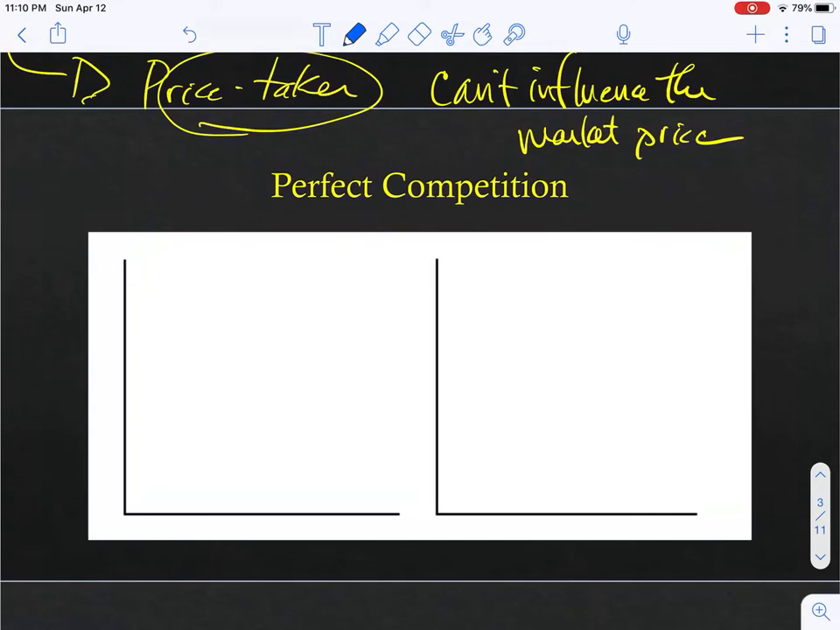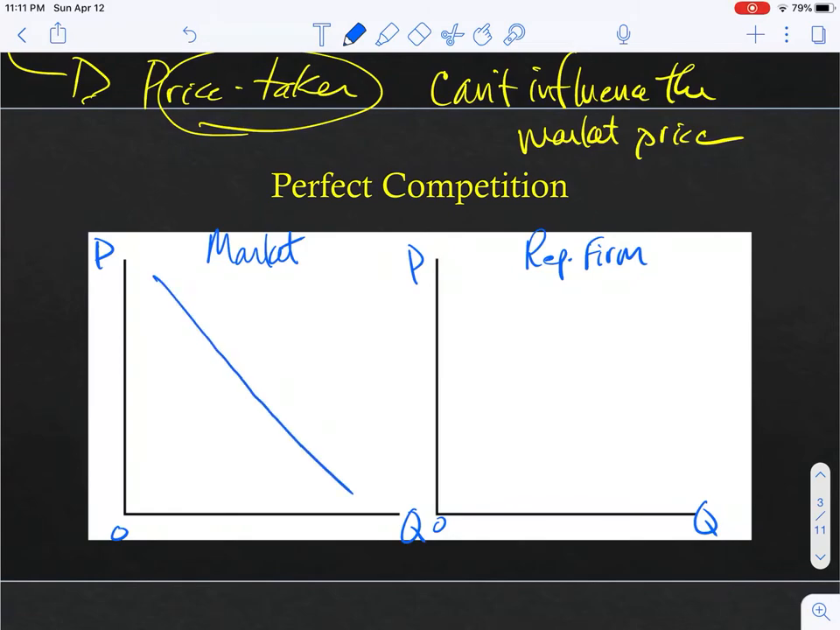In perfect competition, and in this market structure only, we have two graphs side by side, and they're both price and quantity graphs. So I'm going to label them. There's the origin, price, quantity. There's the origin, price, quantity. But we have one for the market and one for the representative firm.